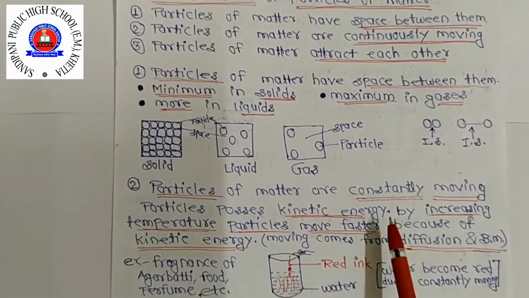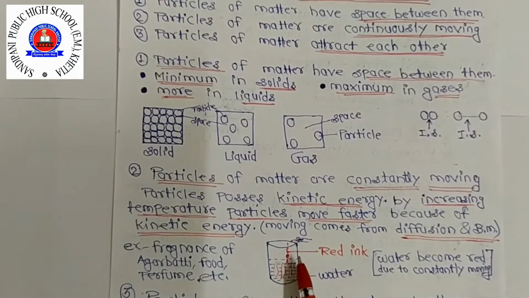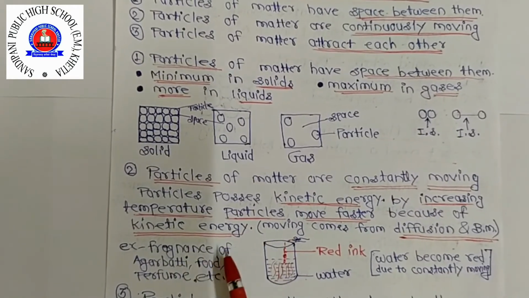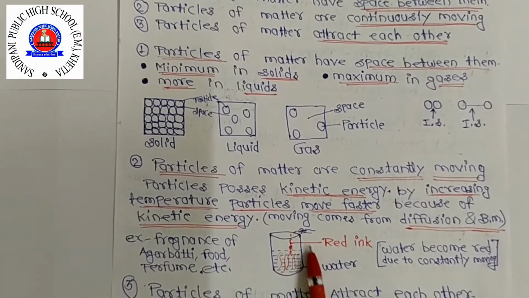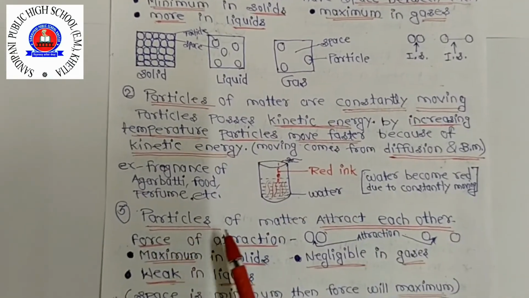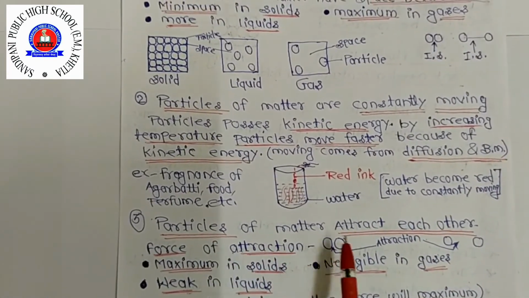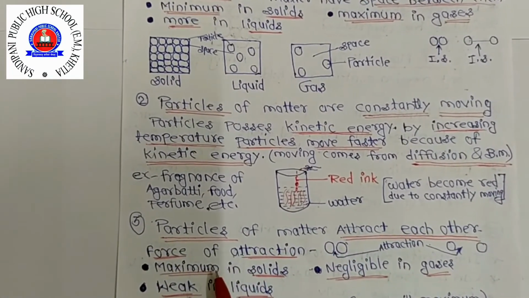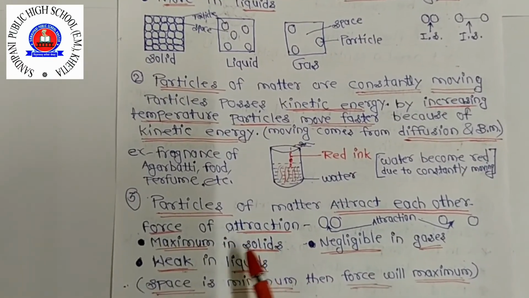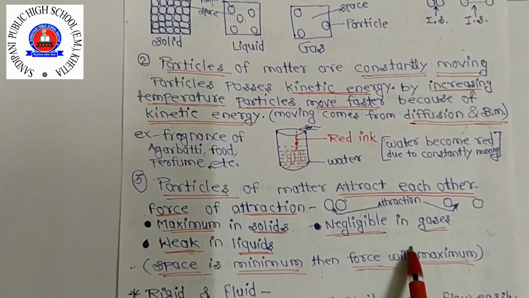If we increase the temperature, then moving faster. So we know that diffusion process, these are in liquid also, in gas case also, or liquid and gas also. Okay, we taken some example of gases also and liquid also. That fluidity means that spreading property. Okay, now third one is what? Attract each other. Particles of matter attract each other. Force of attraction means much is force means less is space, much is force. Okay, means that maximum in solid, weak in liquids, or negligible in gas. So space is minimum, then force will be maximum.